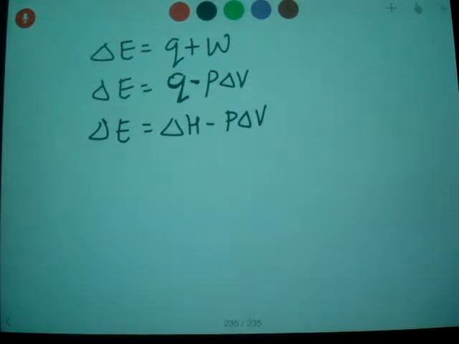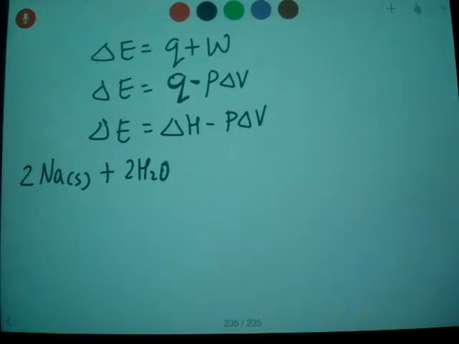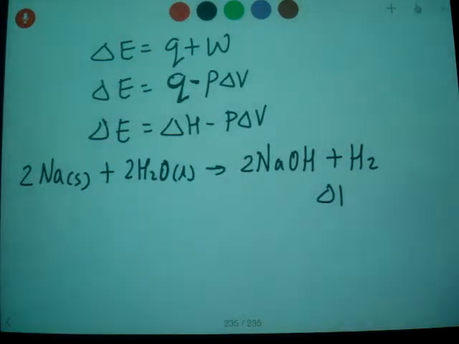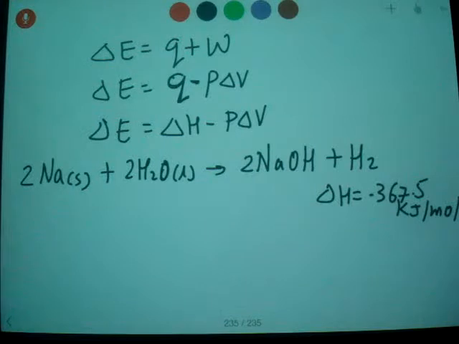Now let's compare delta H. Let's say if we have 2 moles of sodium and it reacts with 2 moles of H2O liquid, it gives 2 NaOH and H2 gas, and delta H equals negative 367.5 kilojoules per mole.